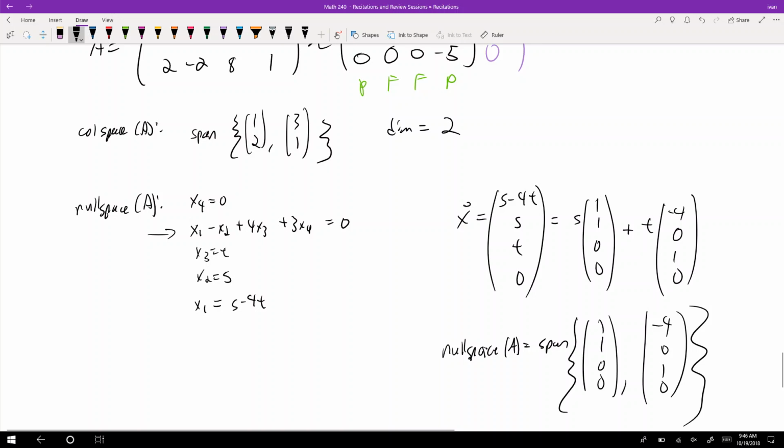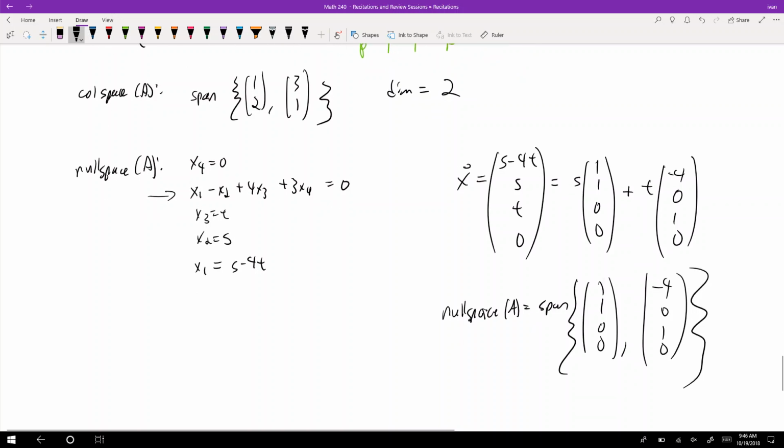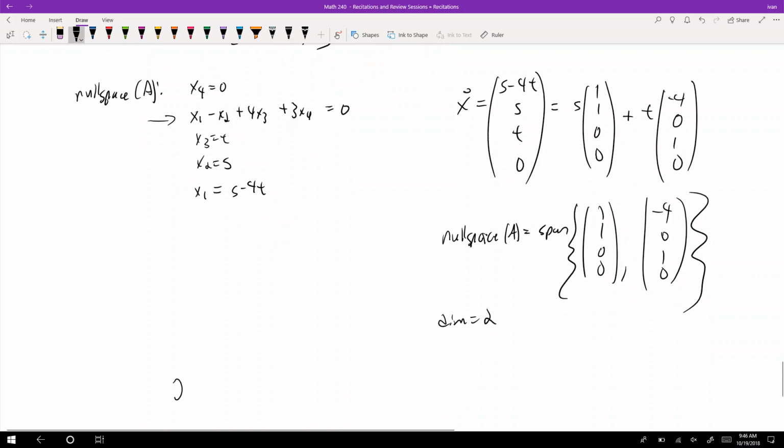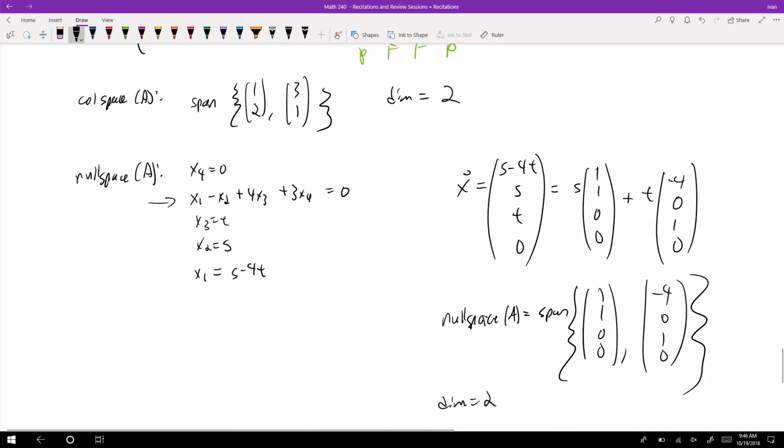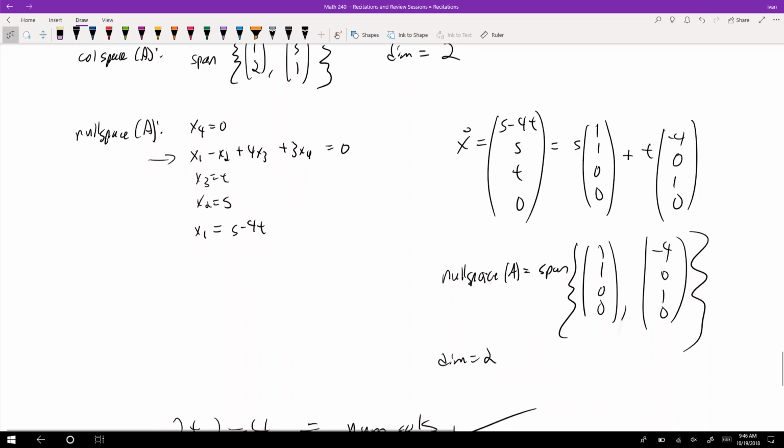Is everyone okay with that? All right, and then what is the dimension of my null space? Yeah, the dimension is equal to 2. So then we got 2 plus 2 is equal to 4, which is equal to the number of columns. Okay, any questions?